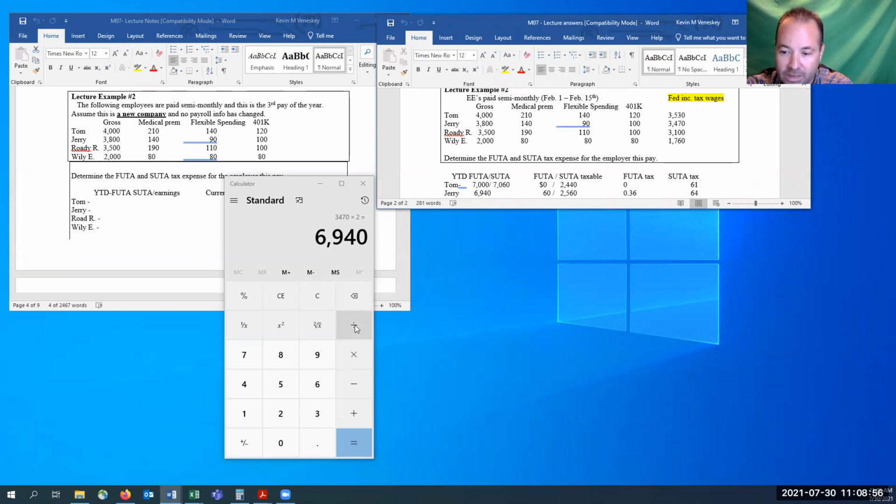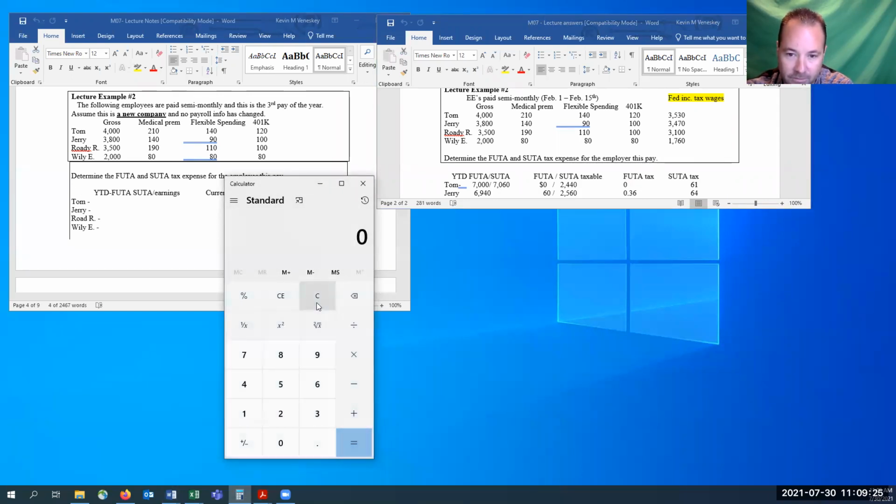And then if we, let's get that original amount, 3,470. If I add 3,470 to this, that takes us over the SUTA cap. So what I want to do is take the SUTA cap, step 2, minus my current year-to-date wages. And that leaves me with this much left to be taxed for Jerry.